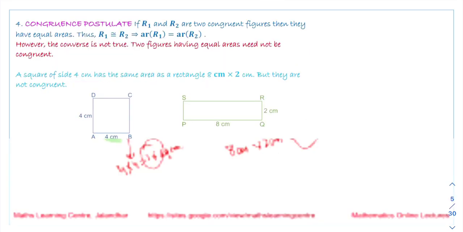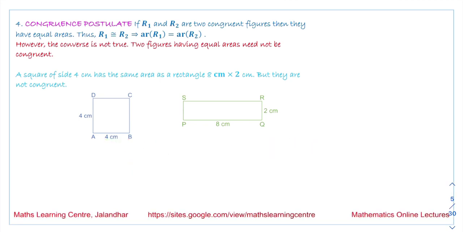Now the next is the congruence postulate. We are saying if R1 and R2 are two congruent figures, then they have equal areas. Congruent figures means they are identical figures. Suppose this is the region R1, and there is another region, this is region R2.